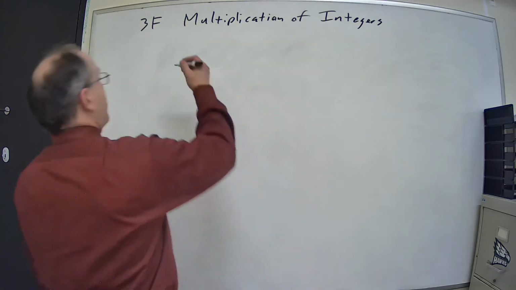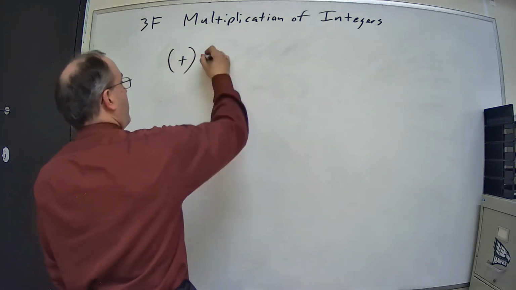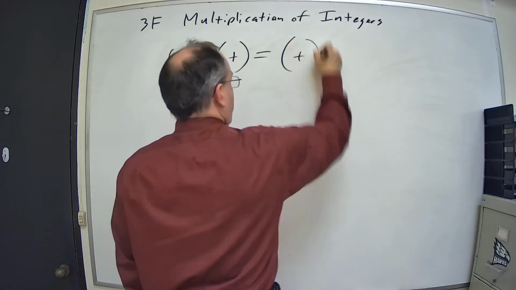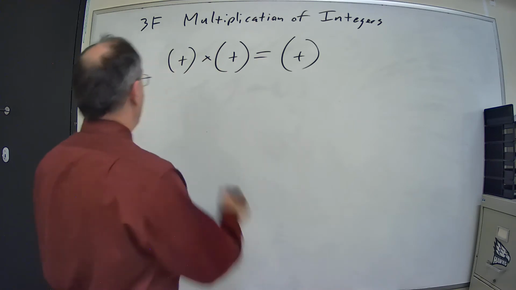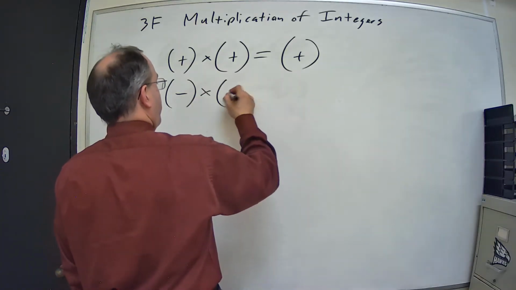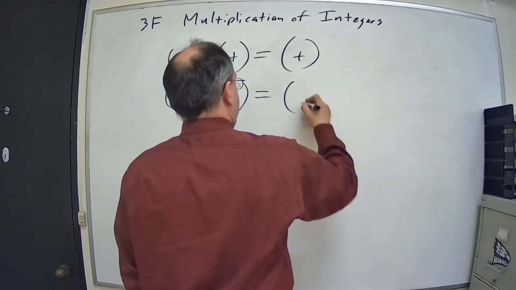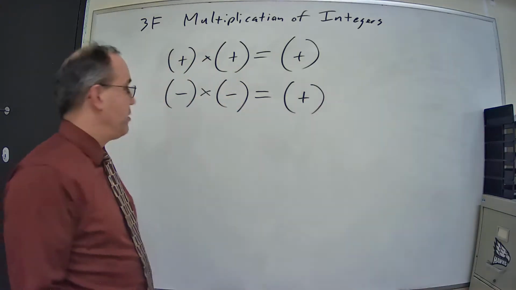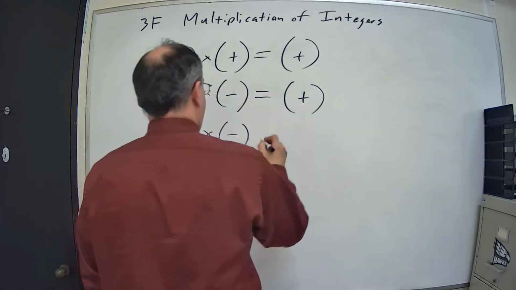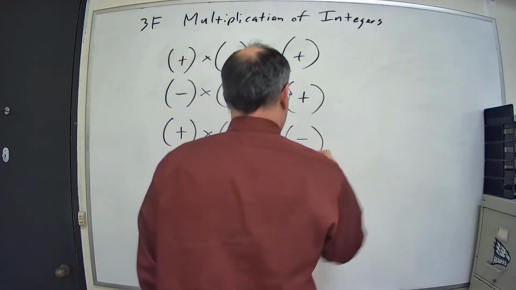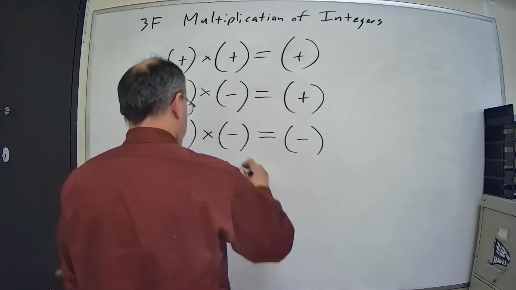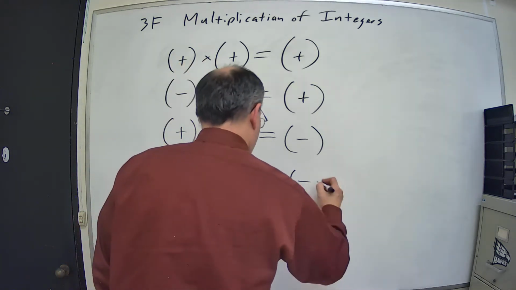So basically, if we take a positive number and multiply it by another positive number, we will always get a positive result. If we take a negative number and multiply it by another negative number, we will always get a positive result. If we take a positive number and multiply it by a negative number, we will always get a negative result. And if we take a negative number and multiply that by a positive number, we will always get a negative result.